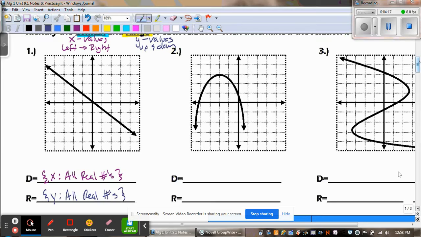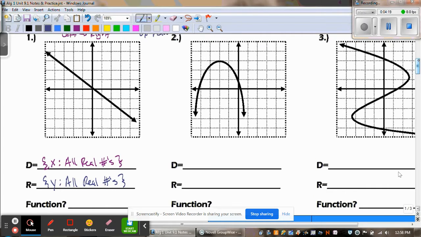Okay, and the last thing, is this a function? If I'm checking if it's a function, I'm drawing a vertical line and trying to find a spot where it passes twice. Are there ever 2 points that it touches? In this case, there are none, which means it is a function. Yes.